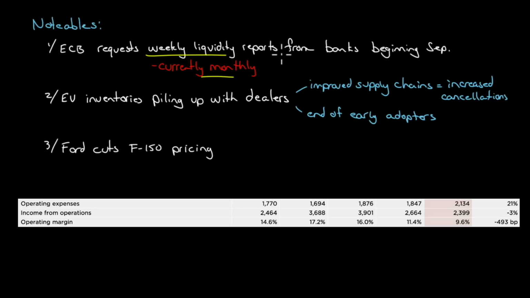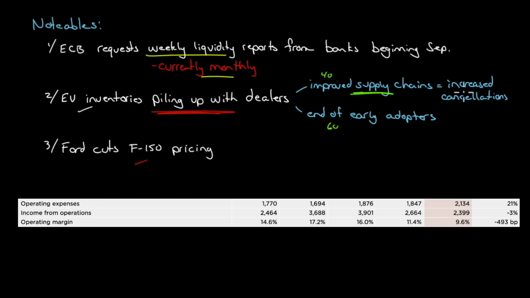The next two headlines are sort of related. I had found this one first, number 2, and then Ford announced that it was cutting F-150 pricing, and it sort of fit. EV inventories are piling up with dealers. Two explanations have been offered for this. I think it's a combination of the two. I'm just not sure what weighting to put on them. I'm not sure if it's 60% this argument, 40% that argument, or what.